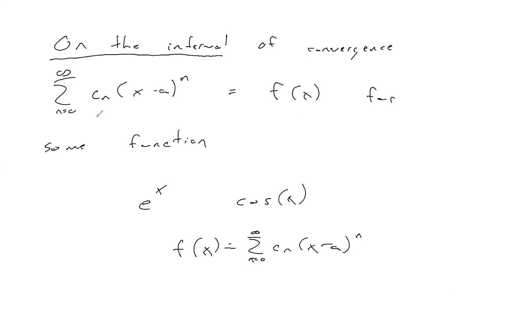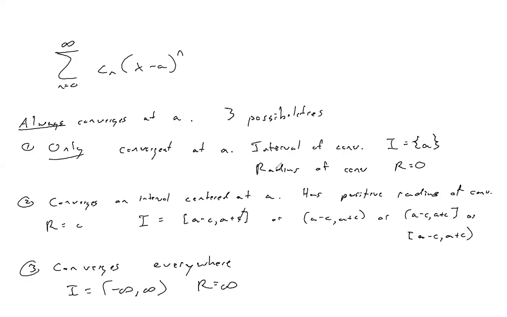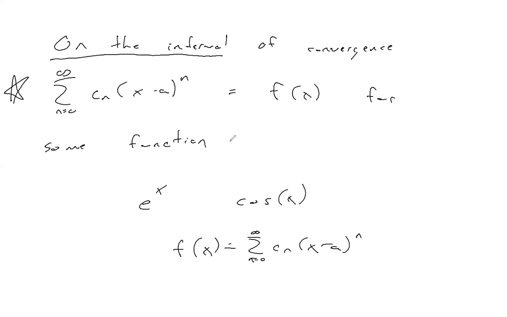So the point that I want to drive home is this. On the interval of convergence, this power series is going to be equal to some function, and it might be a familiar function. So really, these two slides are kind of the important information. We have a power series. It's going to converge at least one point. It might be convergent elsewhere. And then when it's convergent on that interval of convergence, it's going to be equal to some function.